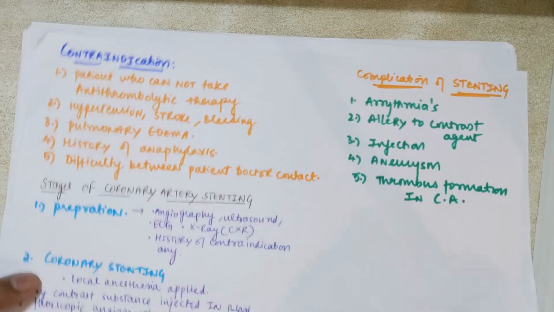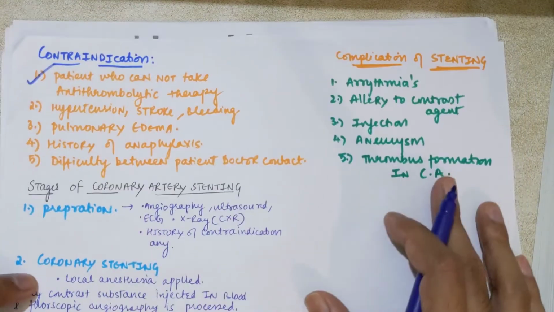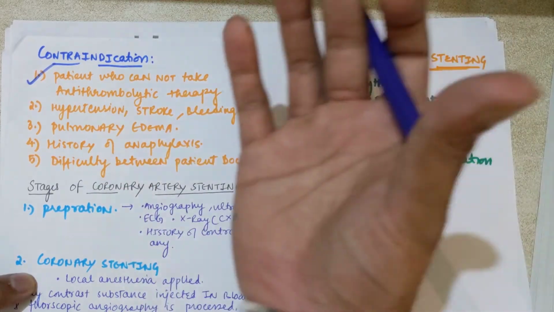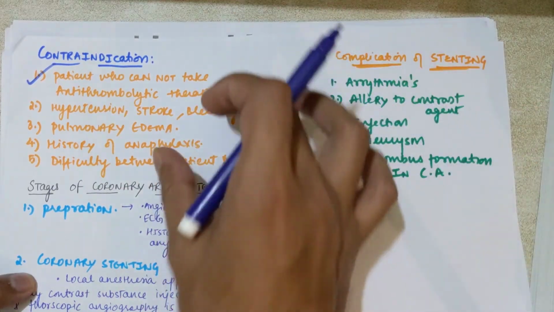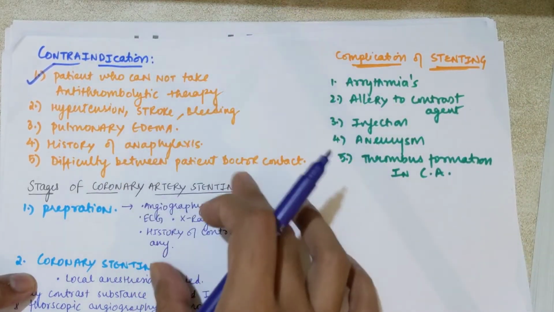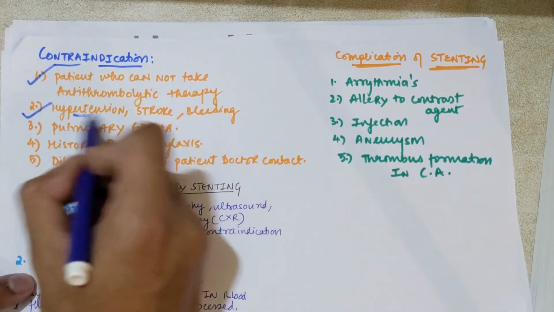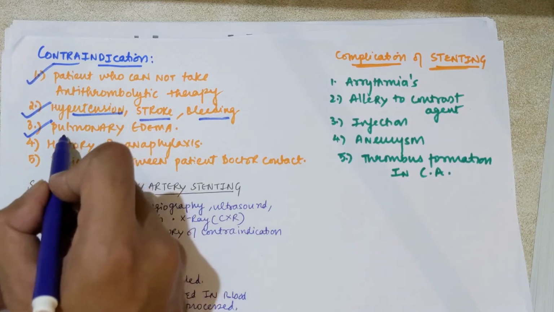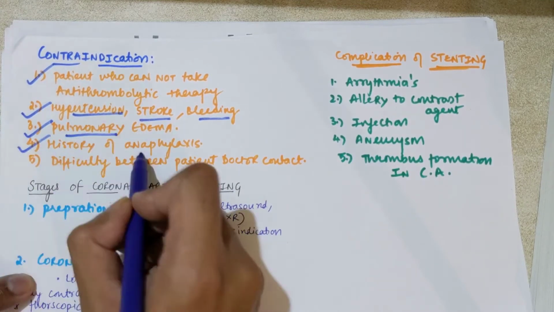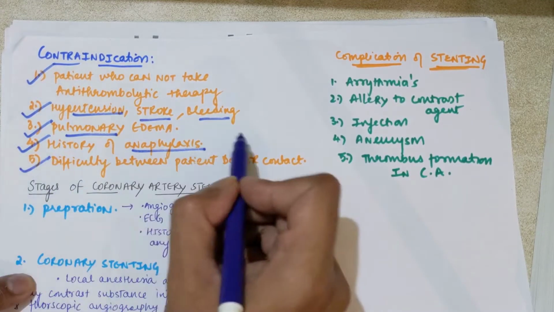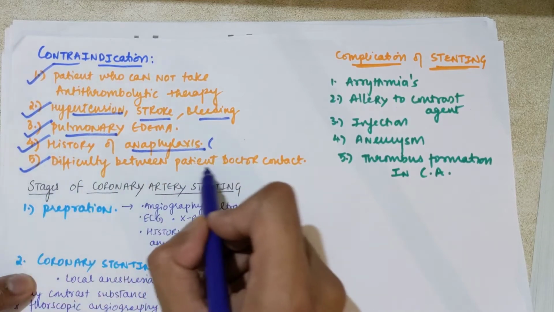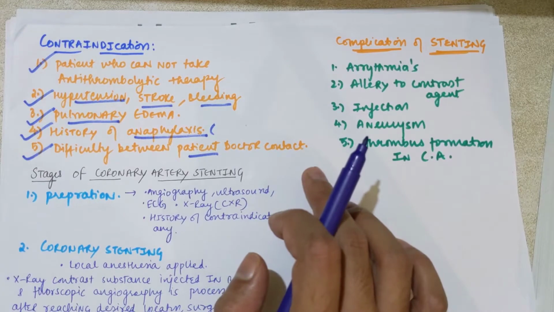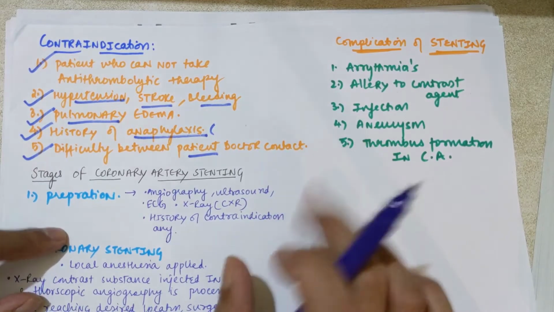Now what can be the contraindications related to stenting? A patient who cannot take antithrombotic therapy, like aspirin or clopidogrel, these medicines, if the patient can't take them, we can't do stenting for them. And patients who have hypertension, stroke or bleeding type conditions, we also can't do stenting in these patients. Pulmonary edema, history of anaphylaxis, okay, the allergic condition, and difficulty in contact between the patient and doctor. Clear? So these are the conditions in which we can't do stenting in the patient.